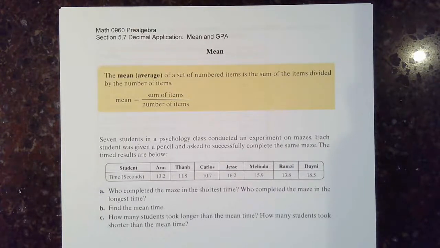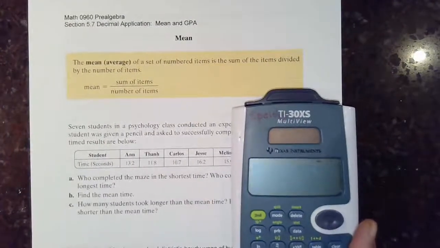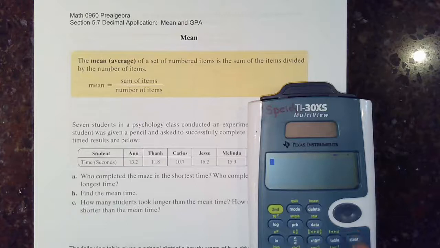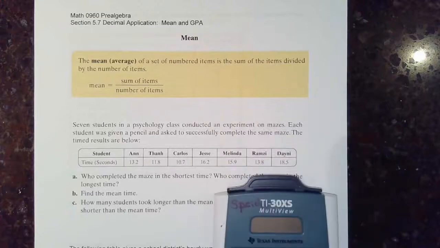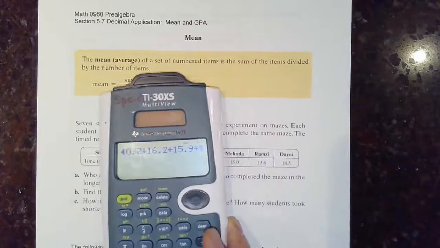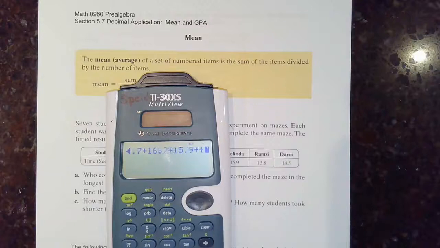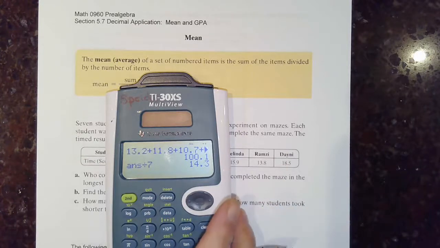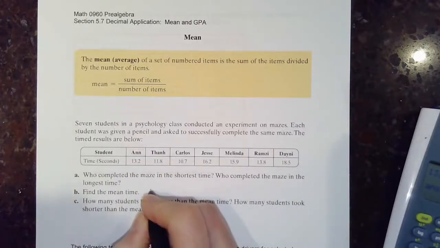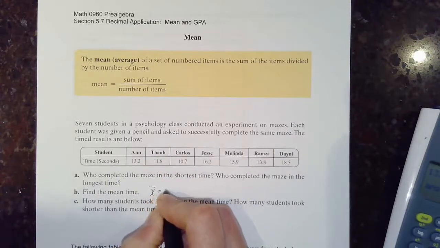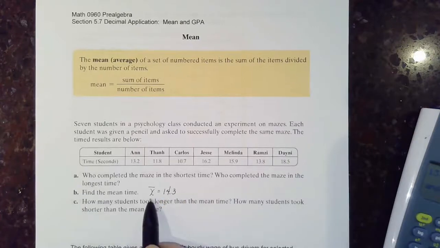All right, so let's see. There's 7 students, so I'm going to calculate it right here. Notice that after I put the 7 pieces of data in, I'm going to hit enter. 13.8 and 18.5. I'm going to hit enter and then divide by 7. So did you guys get 14.3? Okay, so the mean, and I'm going to use this bar right here to find the mean. That is the symbol for mean, an X with a bar over it.